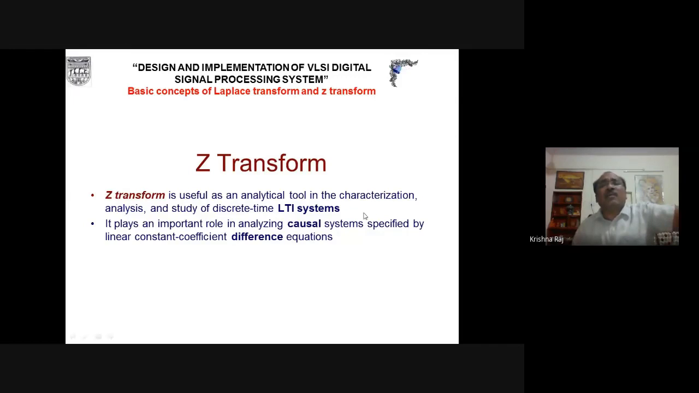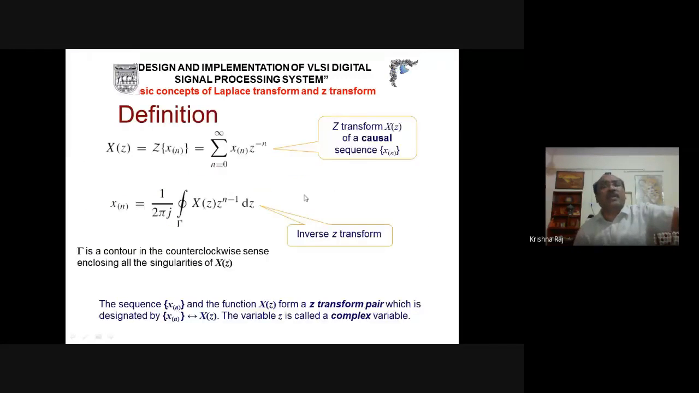All the information and definitions are the same here, but for the purpose of X(z) we use this formula: the sum of x(n) z to the power minus n, for n equal to 0 to infinity. This is the z transform. Similarly, we can get the formula for the inverse z transform, that is 1 by 2 pi j, the closed contour integration of X(z) z to the power n minus 1 dz.